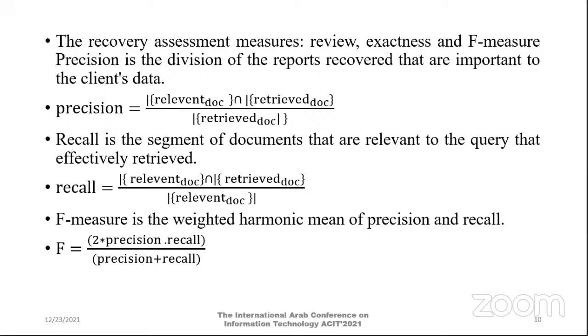The F measure is finally calculated as 2 times precision multiplied by recall, divided by precision plus recall, so that we get the F measure of this particular product.